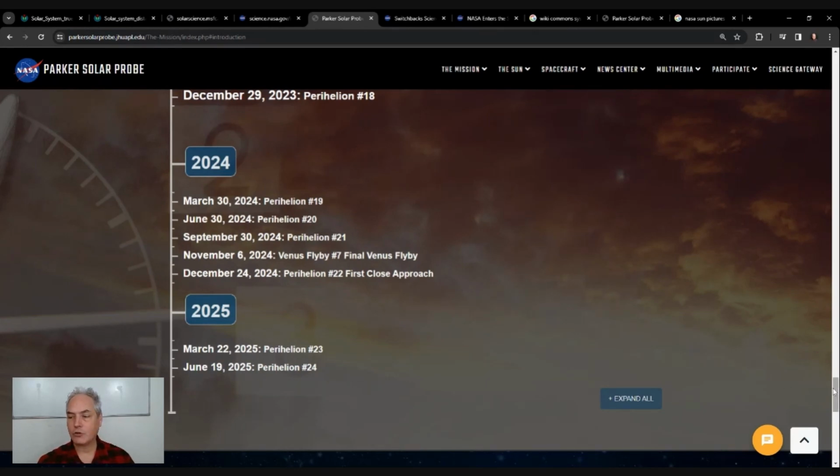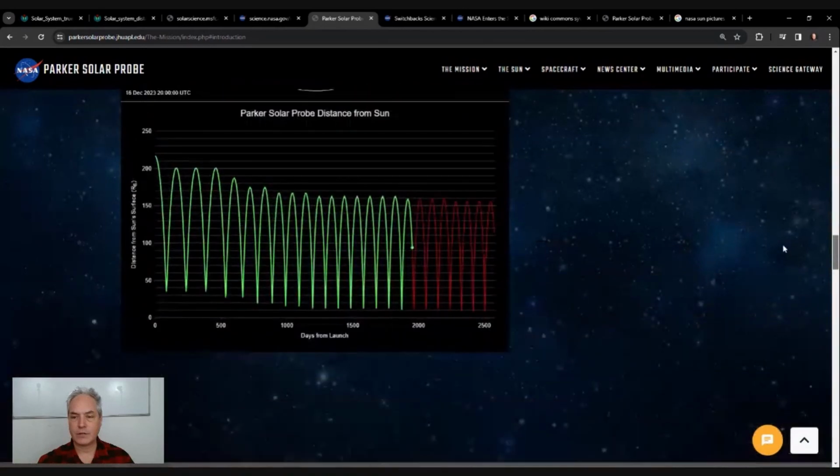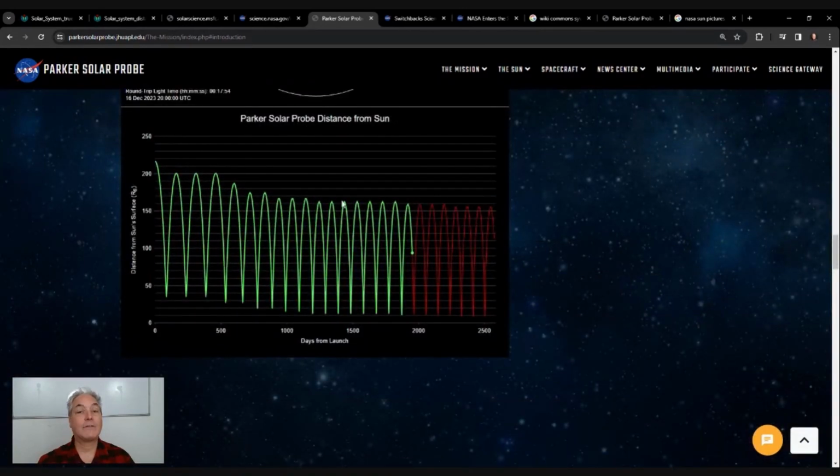If I look at the graph here earlier, it seems that every time there's an orbit, it's very stable, but somehow it's getting closer and closer to the sun. The question is, here we have the lifespan of the probe. Will they get to a point where they will want to get closer to the sun? And that's a very good question.